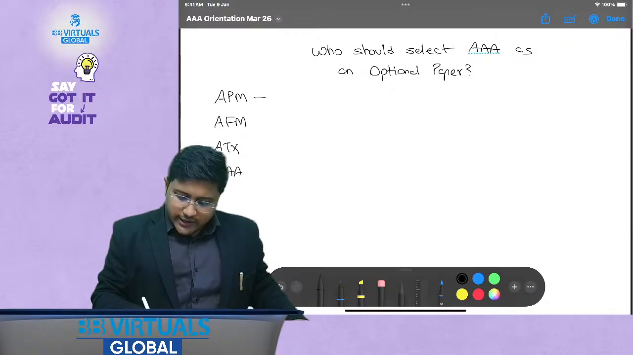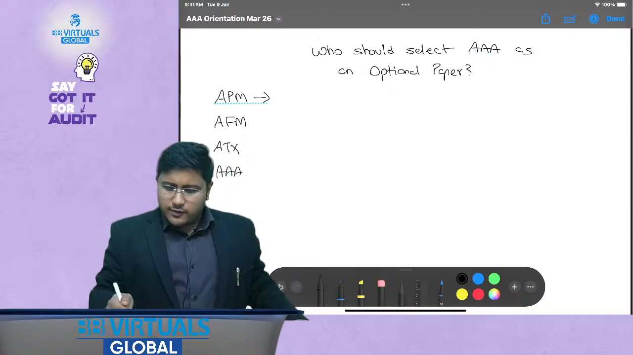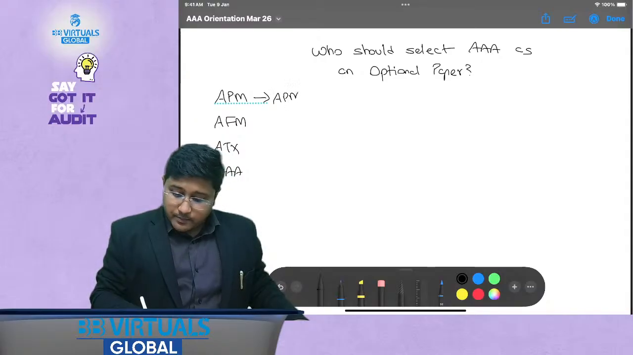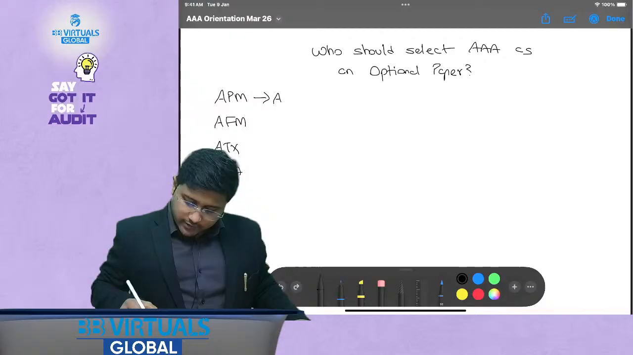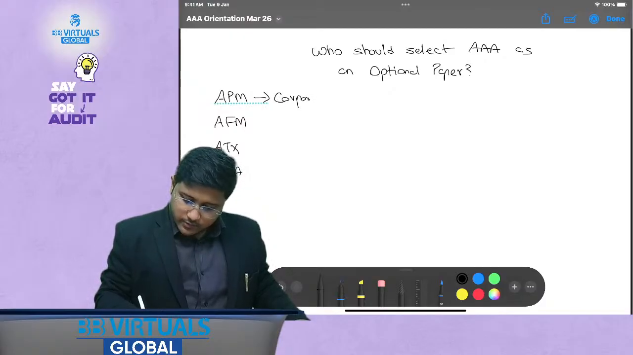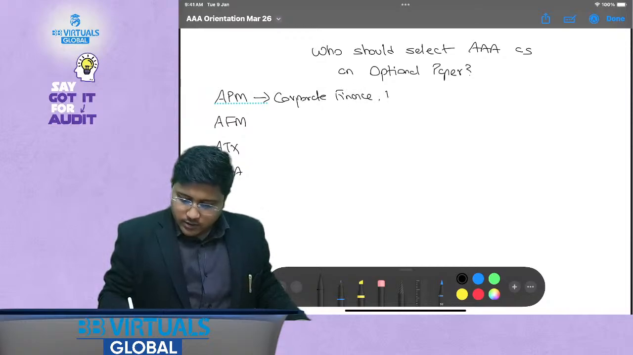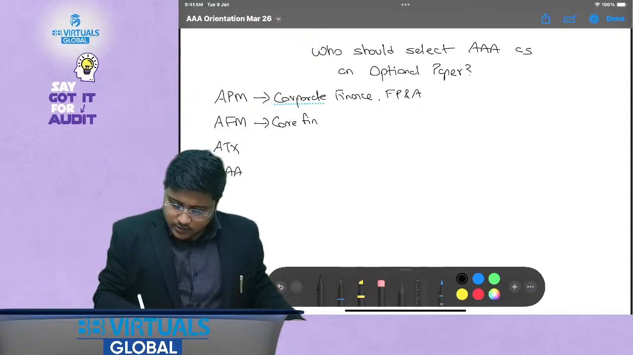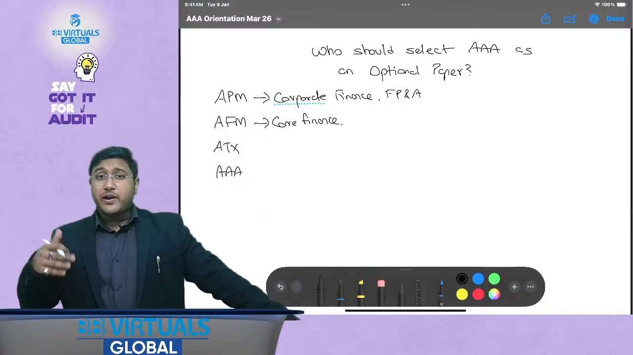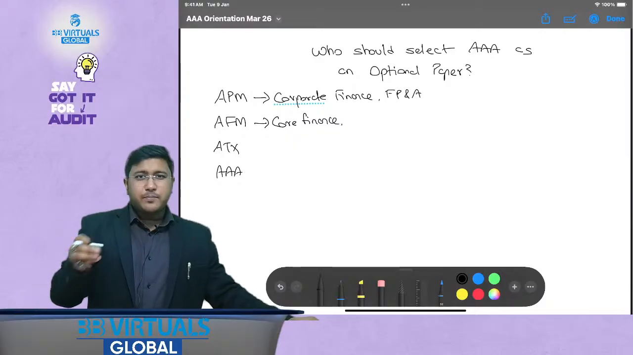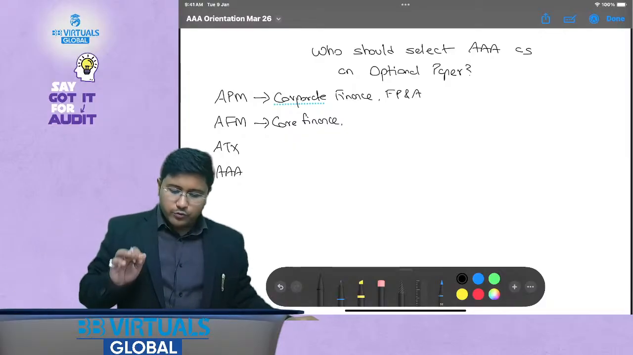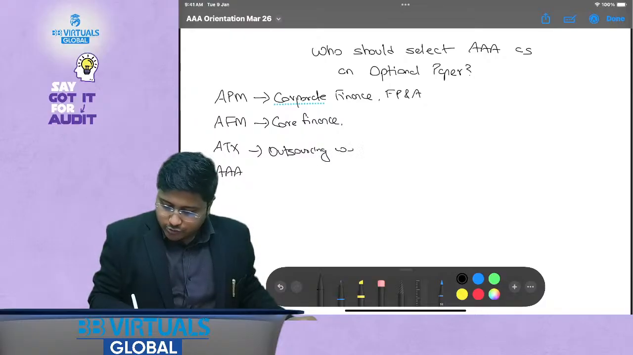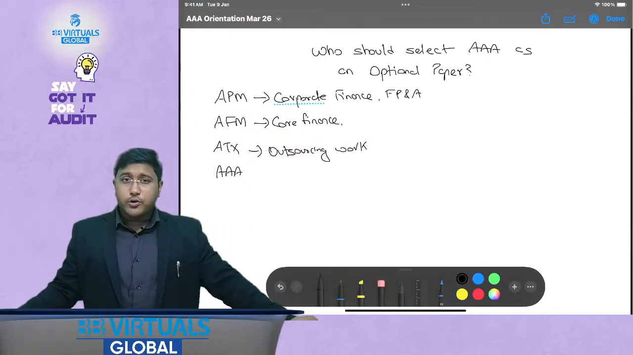Is your purpose going into the industry, PSUs, or any governmental organization as a cost accountant, as a corporate finance personnel? Then you should go for APM, in my opinion. Corporate finance, FP&A, then you should go for APM. If I talk about core finance, I won't say investment banking because that might require CFA. But if you want to go into some part of the valuation game, then you can go for AFM. If you want to be part of the outsourcing network, then you should go for ATX, because a lot of outsourcing work is done from ATX.